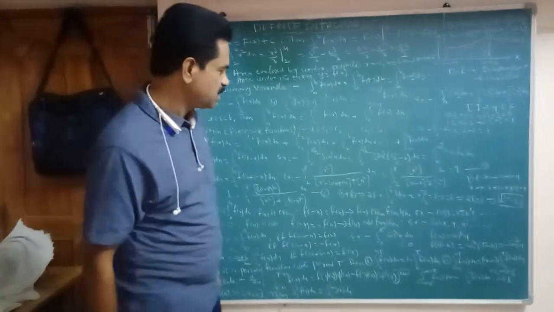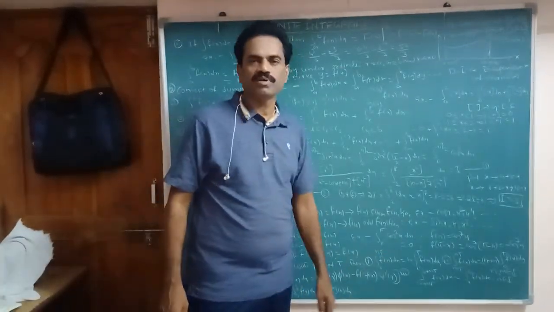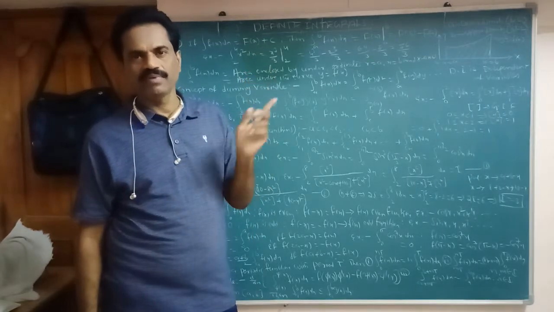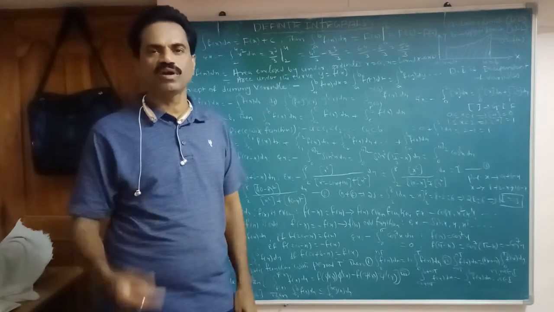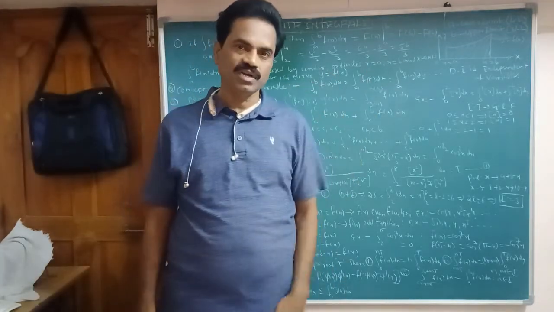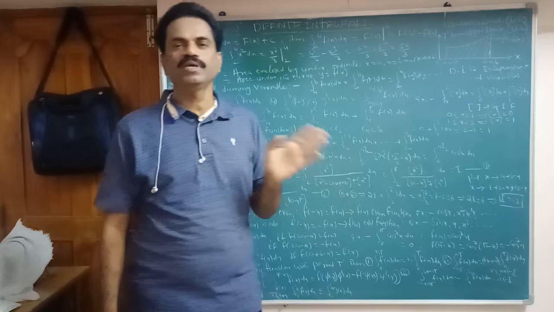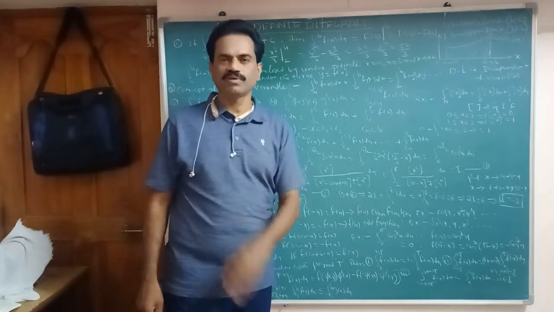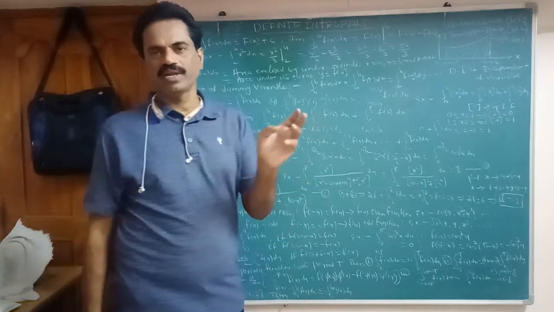For example, see here: 0 to pi cos power 7x. The upper limit is pi. Pi minus x is in which quadrant? Second quadrant, and in the second quadrant cos is negative. Because the power is odd, cos power 7x becomes minus cos power 7x. If the power were even, it would be positive. So f of pi minus x equal to minus f of x.